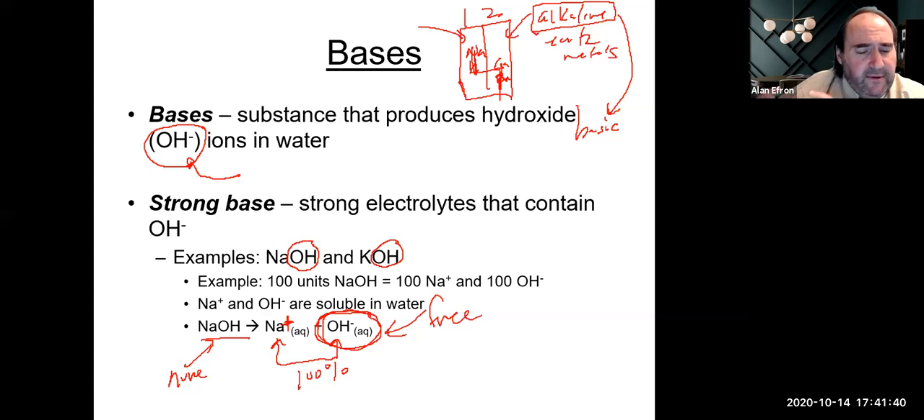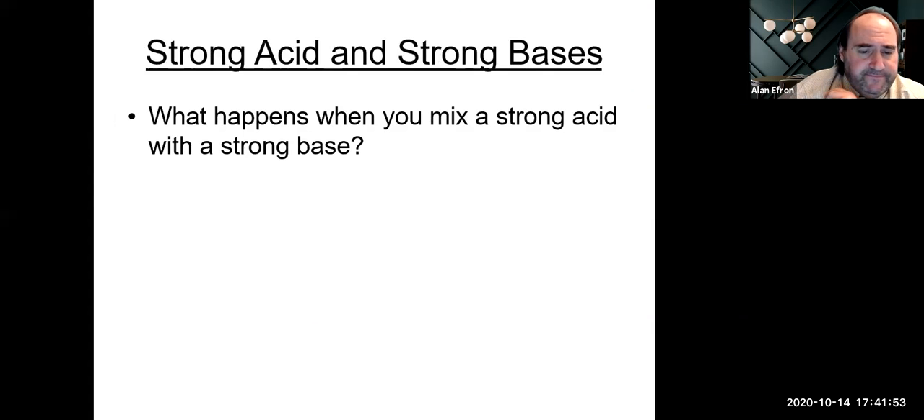As we will see, though, not all bases do have to have hydroxide in the formula, but definitely a lot of strong bases have OH in the actual formula itself. Any questions on that there?